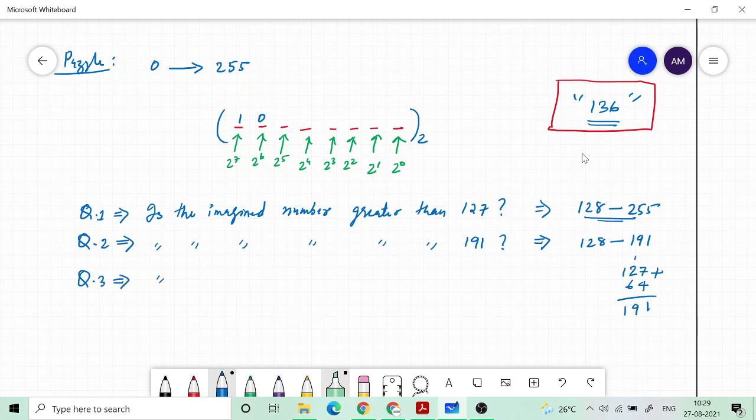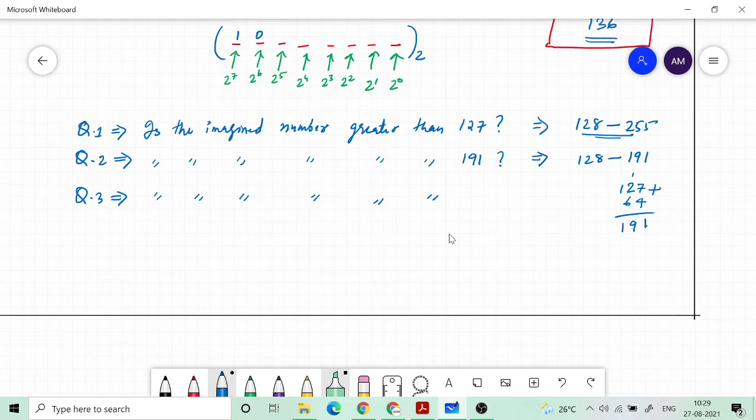Is the number greater than 223? Why do you do that? Because it's not there at all. We have understood that it is between 128 and 191. So why should you want to go out? Yes, sir. So how should I ask?